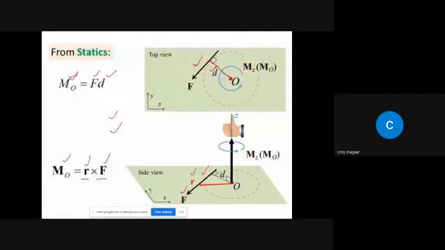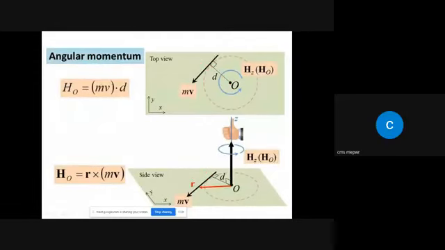For angular momentum, we will replace this M about O with the angular momentum about O. The angular momentum will be represented in this lecture with H, and instead of force, since the moment is now due to the momentum, the force will be replaced with mv. So the angular momentum about point O can be given as the momentum multiplied by the moment arm, right?